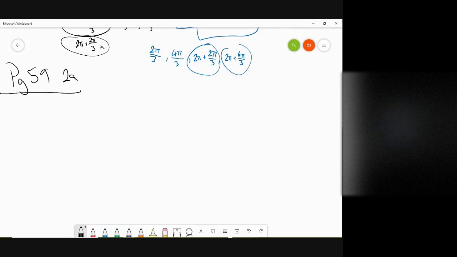Oh, this feels very familiar. Here we go. Cot A minus cosec 2A equals cot 2A.